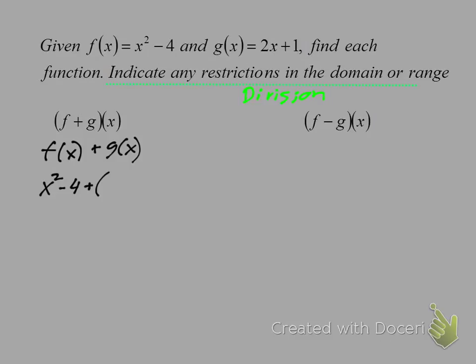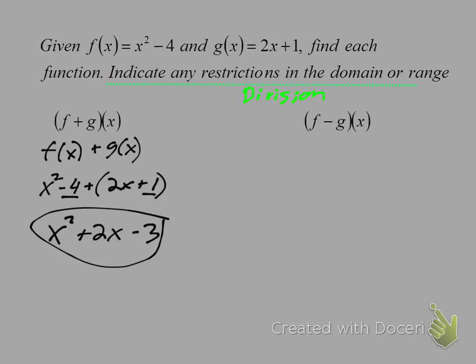I put a plus, and I always put my second function in parentheses. G of x in this case is what? 2x plus 1. Good. And then add them up, which means combine your like terms. We look at it, x squared, there's no more x squareds down the line. We see the 2x all by its lonesome, so no more 2x's or x terms. We have the negative 4 plus 1, so negative 4 plus 1 is negative 3, and that's your answer.